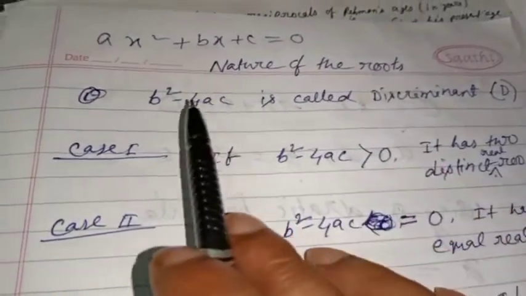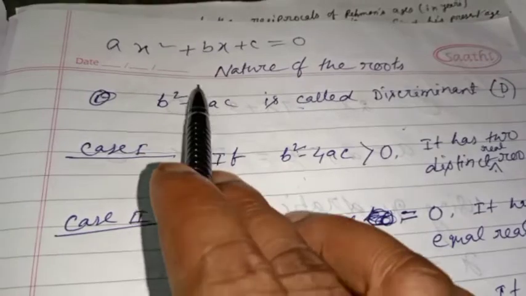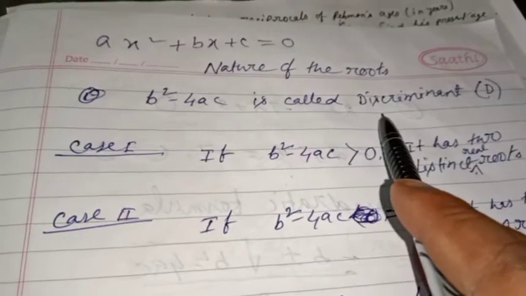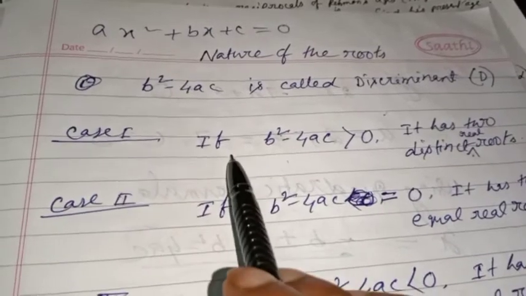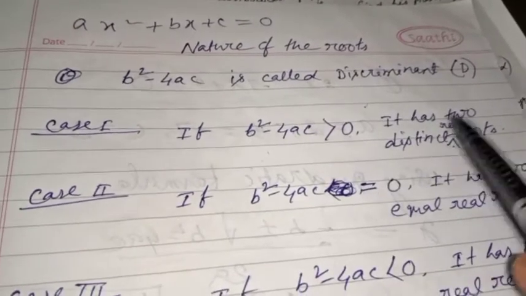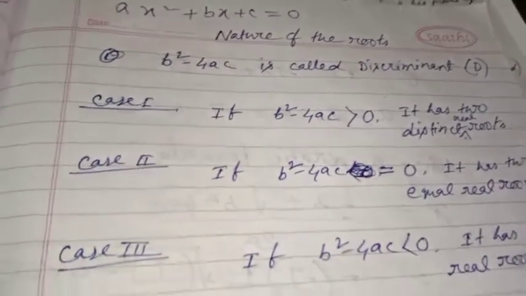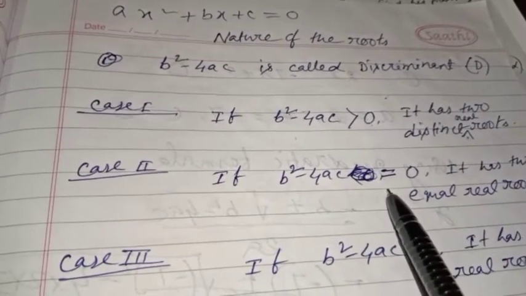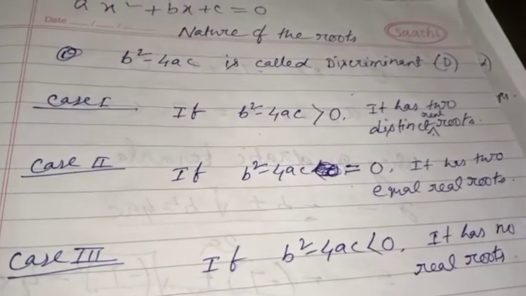So nature of roots, here you can see this b square minus 4ac. The relation b square minus 4ac is called the discriminant, and in short you can say D. So case 1, if you get b square minus 4ac greater than 0, then it has two distinct real roots. In case 2, if b square minus 4ac is equal to 0, then it has two equal real roots, means both the roots are equal and real.